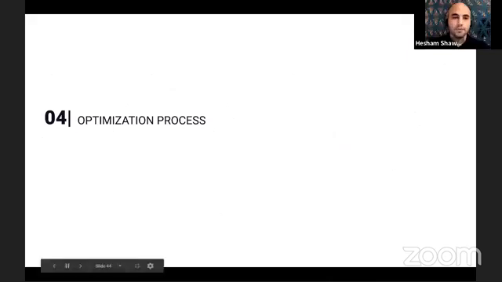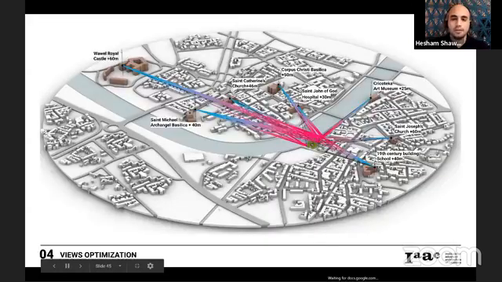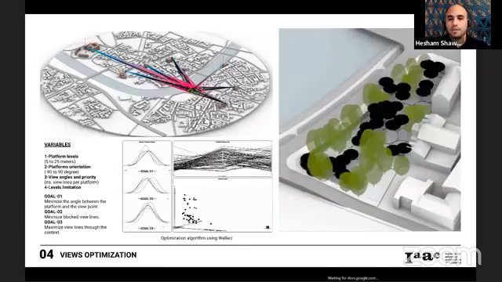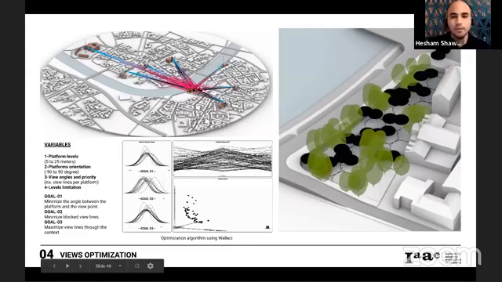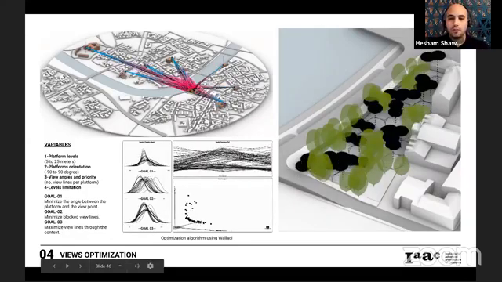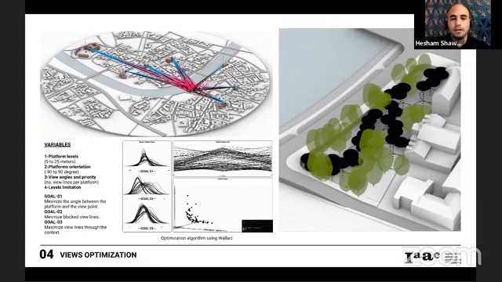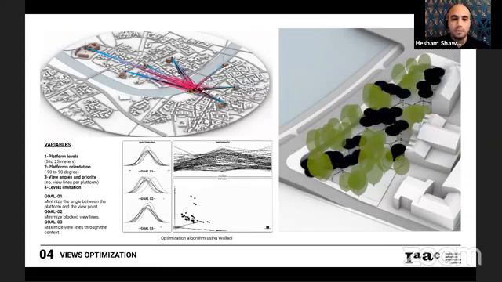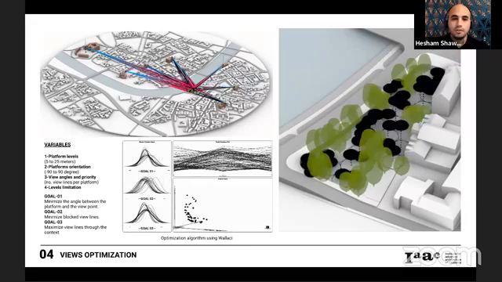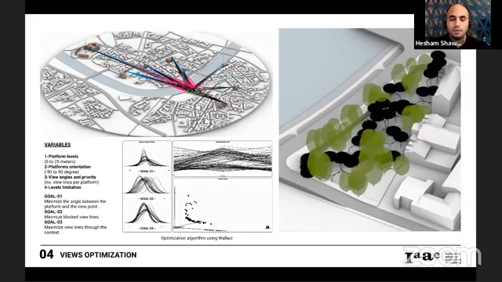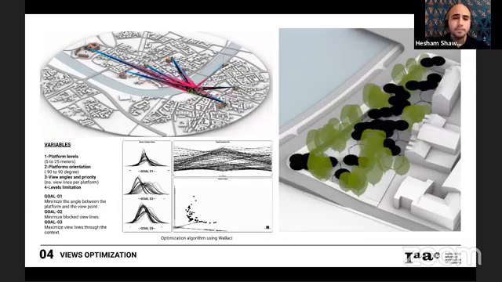So next we started to set up our optimization process. Here in the diagram, we can see our site is surrounded by the most important historical nodes. And the main goal was to increase the visual angles from our site to these nodes. In that slide, we can see our optimization process that was done inside Wallacei. In the first diagram, the colored lines are the view range, and the black lines are the blocked views from our site based on the collision between surrounding buildings and trees.